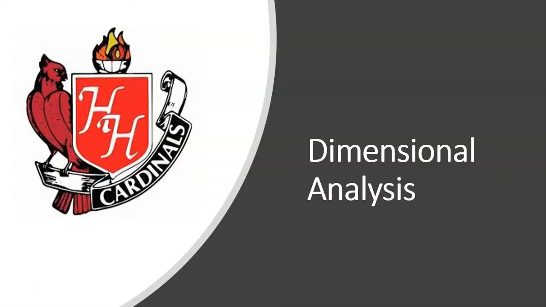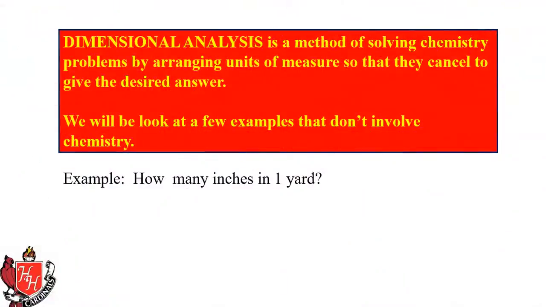It has to do with something called dimensional analysis. We're going to talk briefly about what this is and practice it in class tomorrow. So, dimensional analysis is a method of solving chemistry problems by arranging the units of measure so that they cancel to give the desired answer. It's a critical skill to learn. You can't solve chemistry problems without getting good at doing this. We'll look at a few examples that don't involve chemistry.